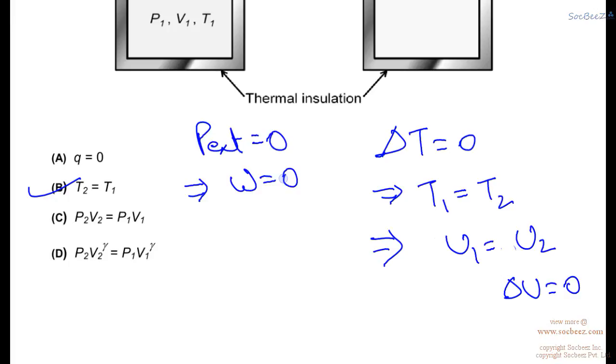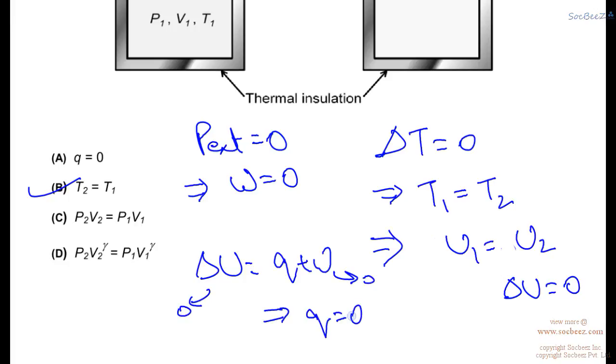done equals 0, and we know that delta U equals Q plus W. So work done is 0, delta U is 0. This implies that Q is also equal to 0. Therefore Q is equal to 0. Option A is the correct option.